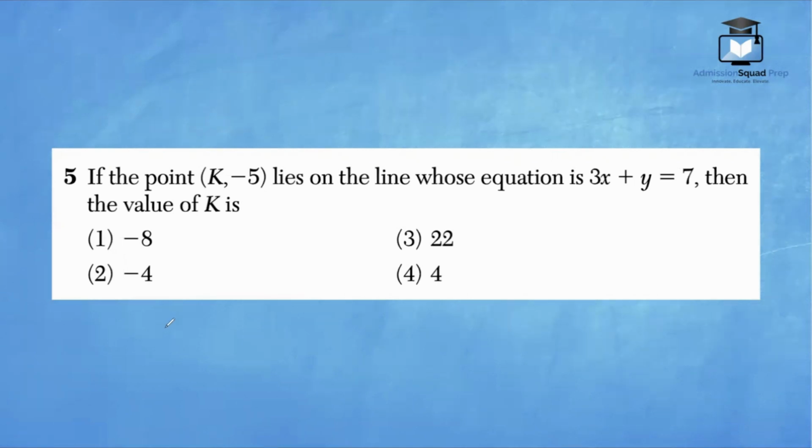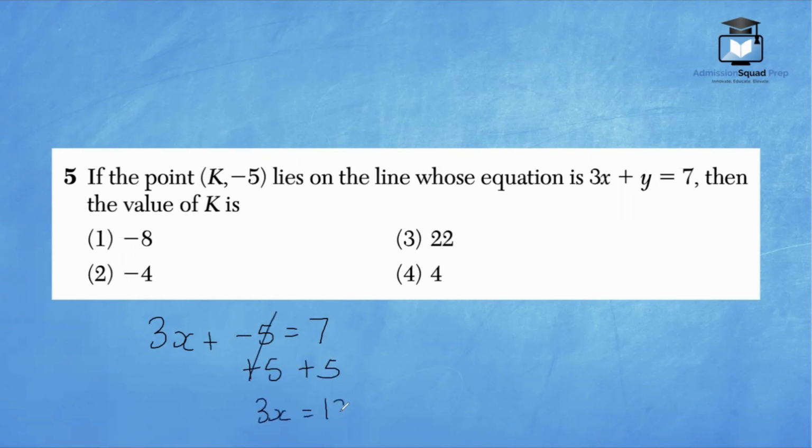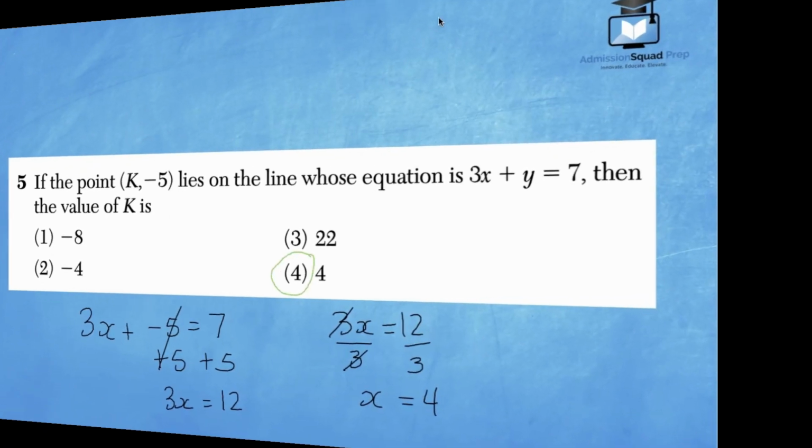So let's go ahead and replace y with -5. We have 3x plus -5 equals 7. We can go ahead and perform the inverse operation. So I will add 5 on both sides. We now have 3x equals 12. 3x equals 12 is simply a one-step equation. So we can go ahead and divide by 3 on both sides, and we have x equals 4. So choice 4 is the correct answer.